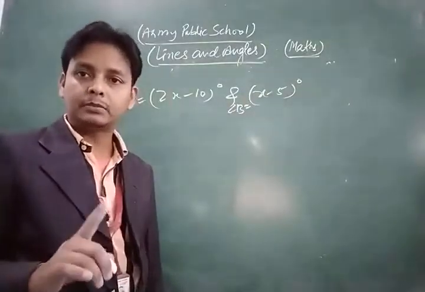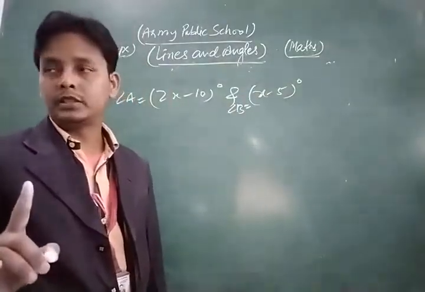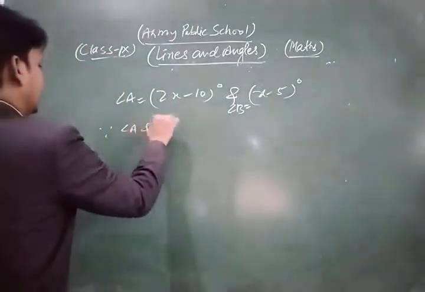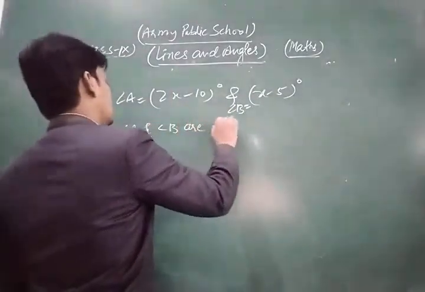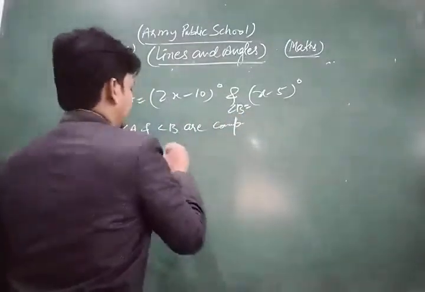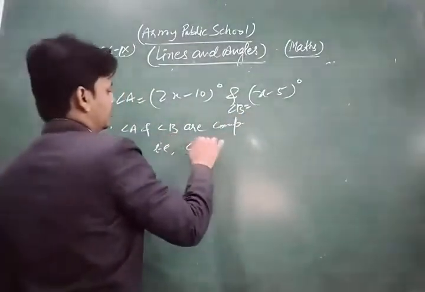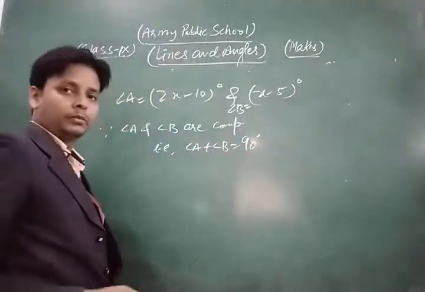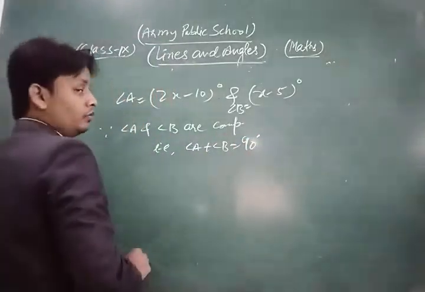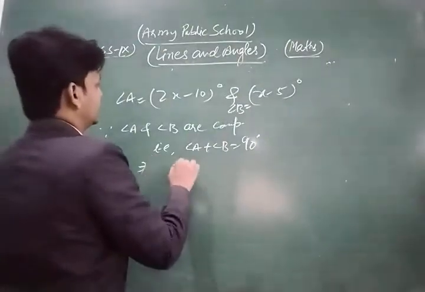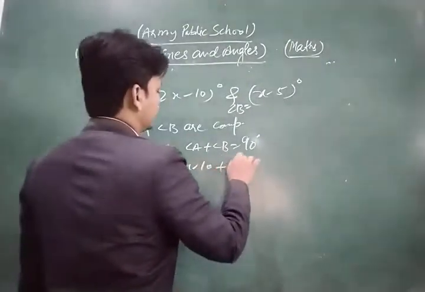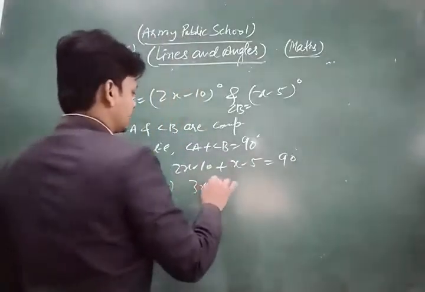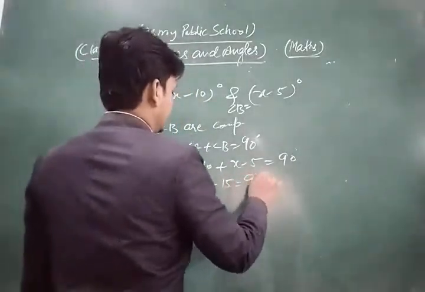So if two angles are complementary, then their sum of measure is what? 90 degrees. Since angle A and angle B are complementary angles, their sum of measure is 90 degrees. Now we put the values. So angle A, this is 2x minus 10, plus x minus 5, is equal to 90. So that is 3x minus 15 is equal to 90.